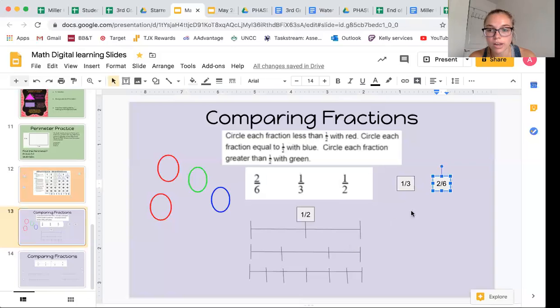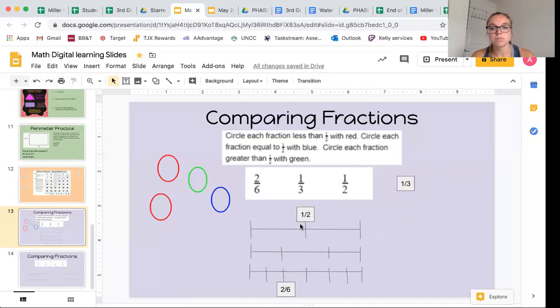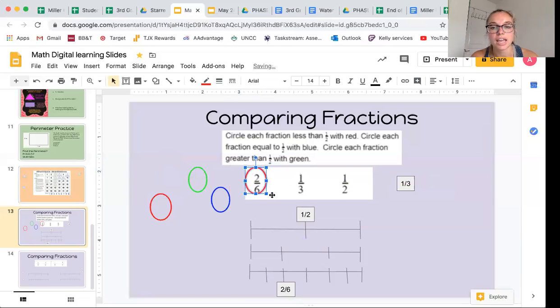I am going to bring this whole thing down right here to about where that second piece is, give or take. It's kind of hard with my squares, what I'm using. So that's about right there. As we can see, that is less than 1/2. So less than 1/2 is going to get a red circle. So I'm going to put that right there, and we've got a red circle.